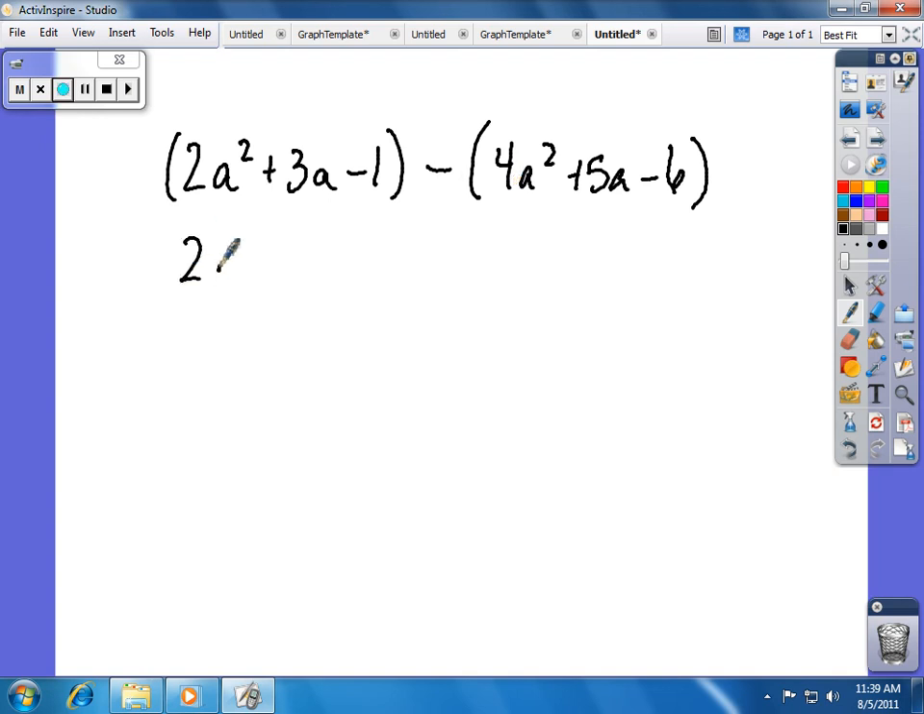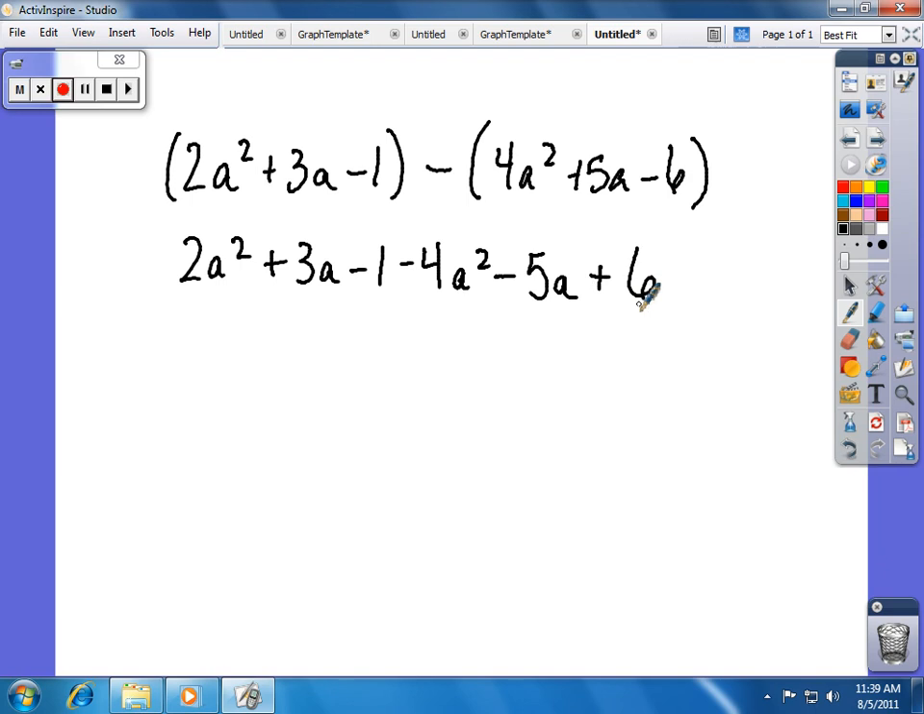So this first set of parentheses remains unchanged because, again, nothing in this first set of parentheses can be combined together. There are no like terms. We're going to subtract off this whole term at the end. So we're going to have a negative 4a squared. We've got minus a positive 5a. Minus times a positive is a minus. And then we have a minus a negative 6. A negative times a negative becomes a positive.